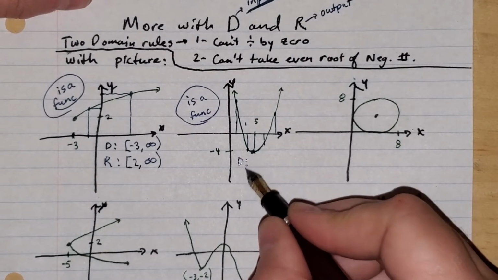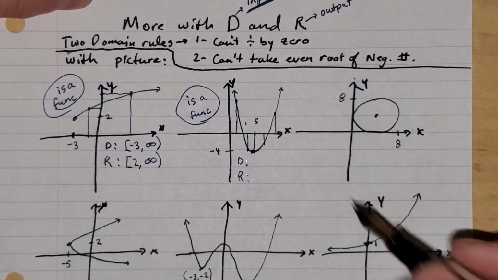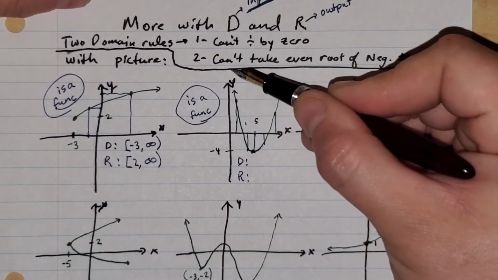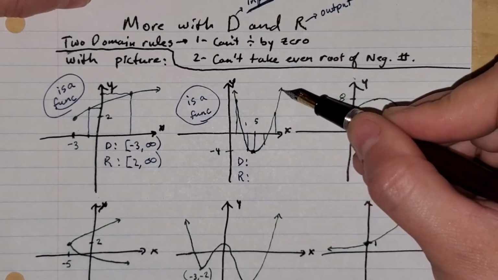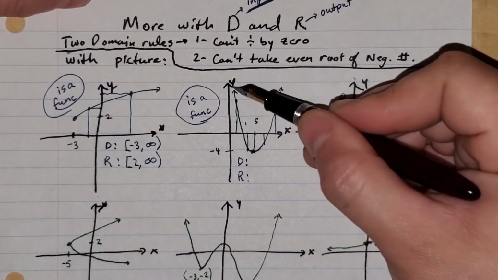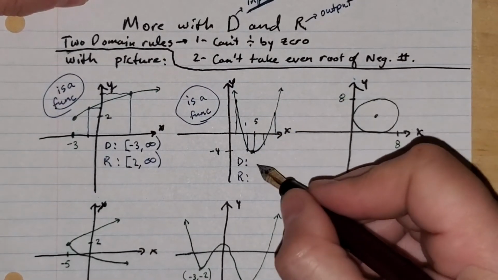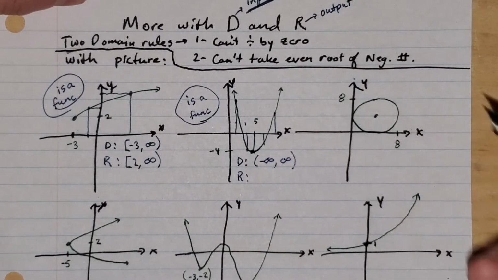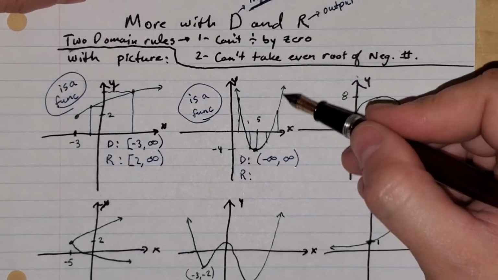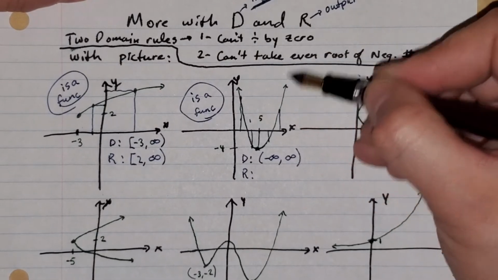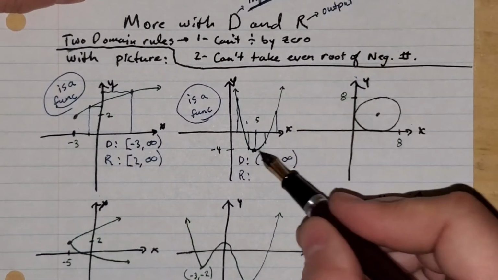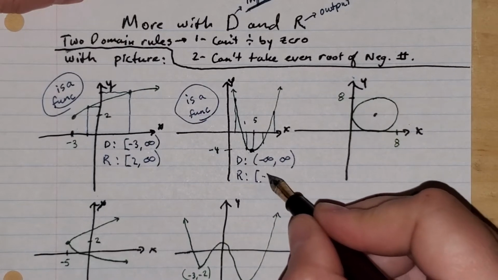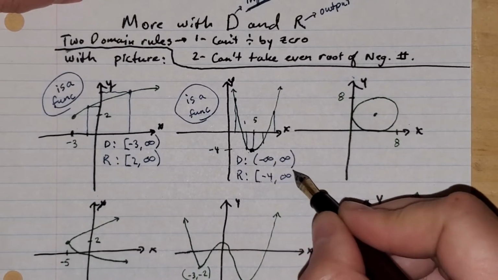And then our domain and our range. Let's find our domain and range. Okay, well, our domain, this thing keeps going off to the left and up, and this thing here keeps going off to the right and up. So it keeps going left, it keeps going right. What's the domain? -infinity to infinity. What's the range? Well, this keeps going up, this keeps going up, so it's going to go to positive infinity, but the lowest point is -4, so the range will be -4 to infinity.